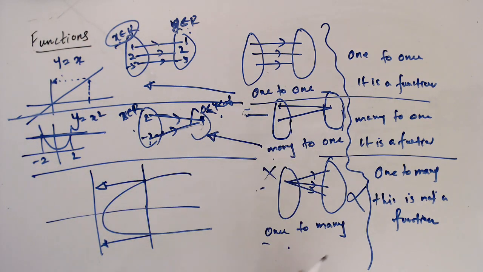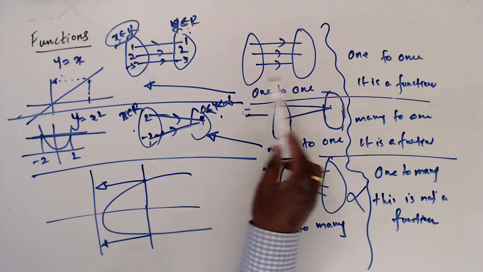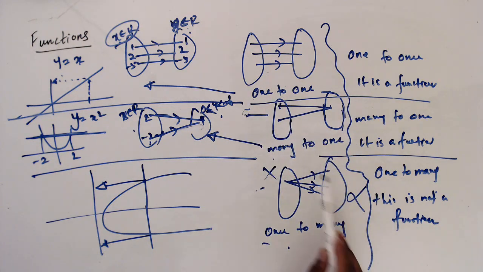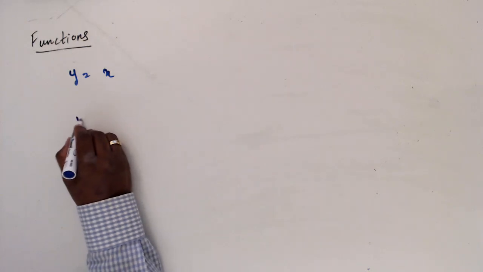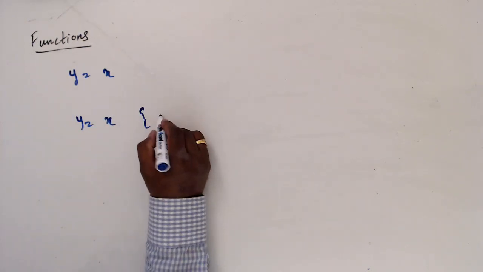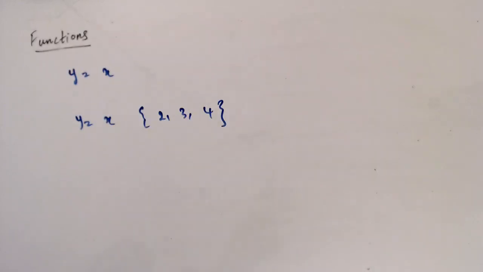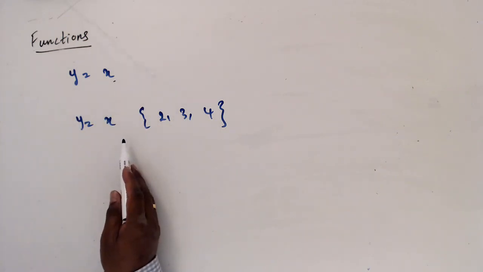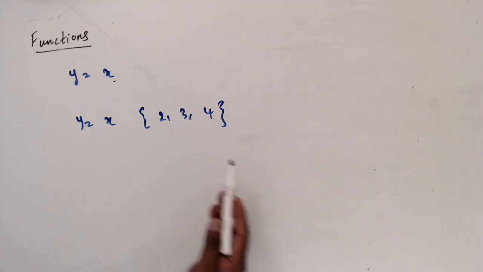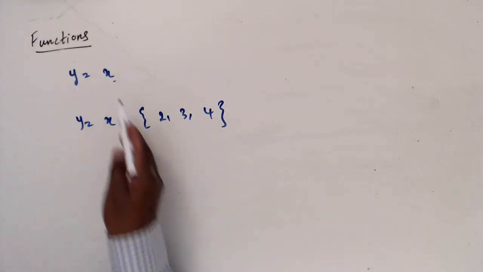Now, the conclusion is for the mapping: if it is one-to-one, yes, it is a function. Many-to-one, yes, it is a function. And one-to-many, it is not a function. Now, I'll write y equal x, and y equal x with 2, 3, 4. What is the difference between those two? This is also a function we know now, one-to-one. Here 2, 3, 4 are specified.